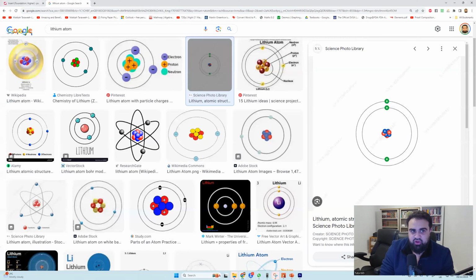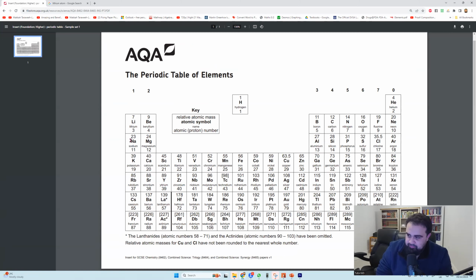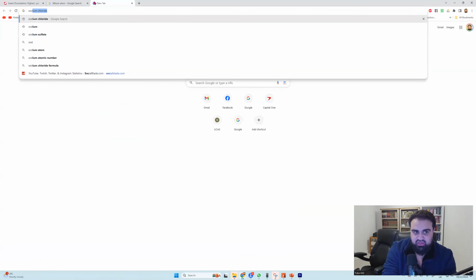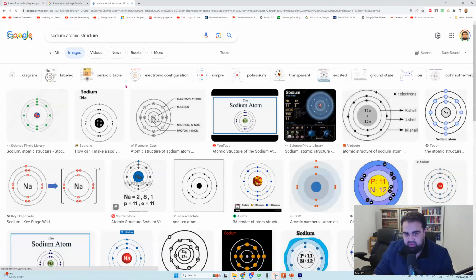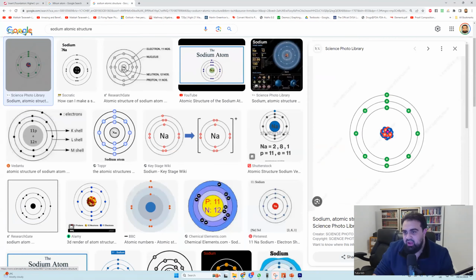If you look at sodium, what group is it in? It's in group 1, right? You see that? Let's look at the atomic structure for sodium. Here it is. How many electrons does sodium have in its outermost shell?